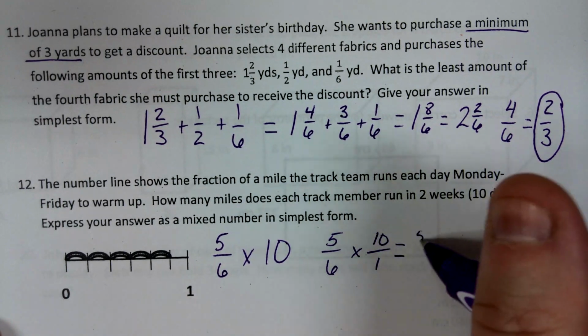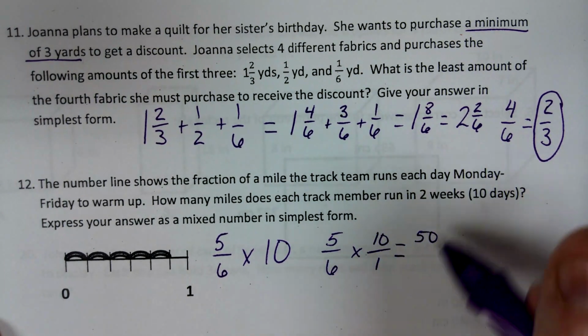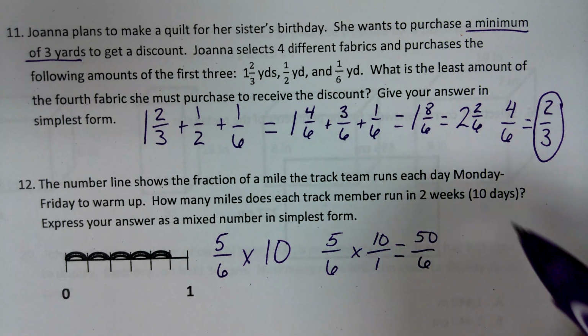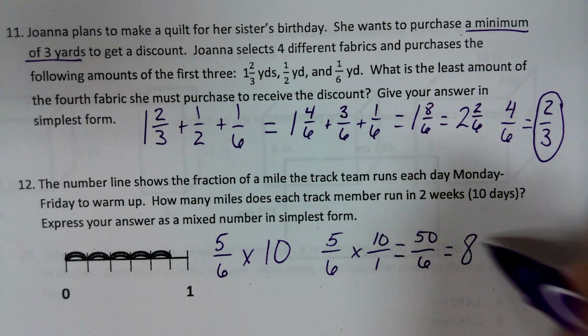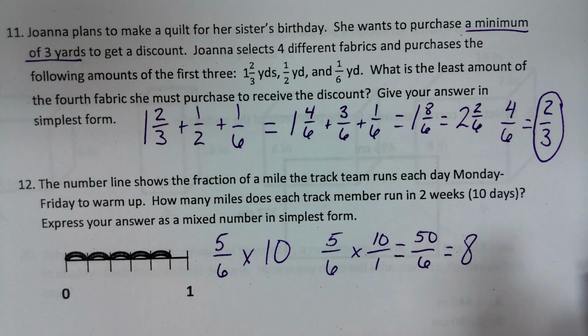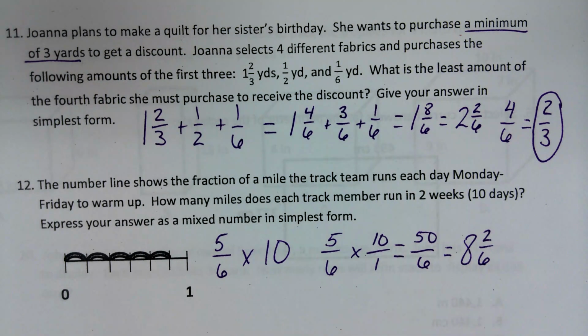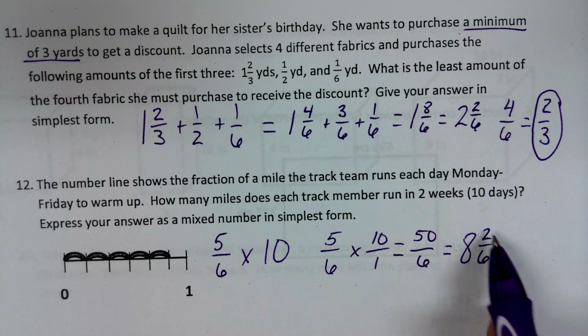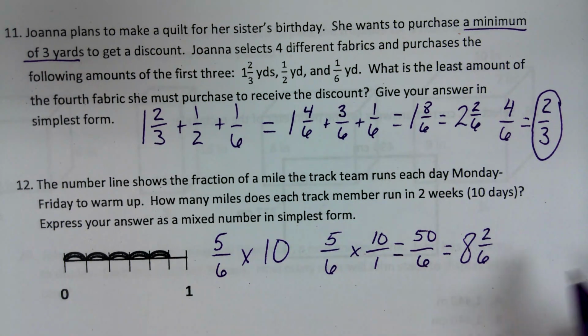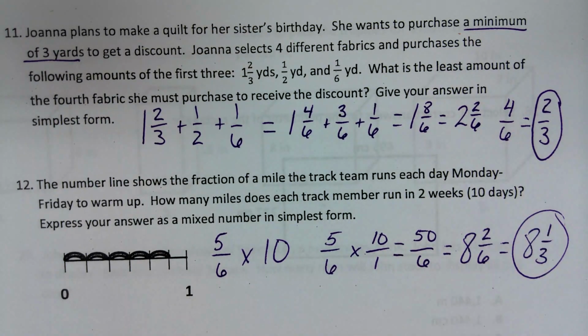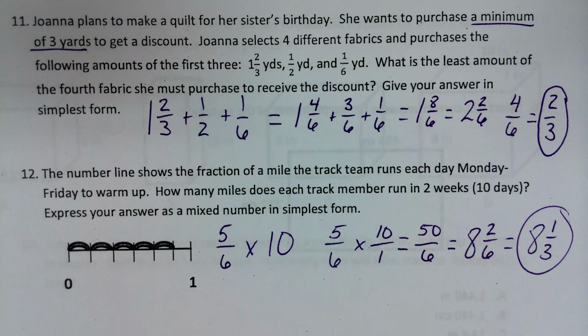5 times 10 is 50. 6 times 1 is 6. And if you're comfortable with those multiplication facts, you're probably already figuring out, well, 6 can go into 50 8 times, and that would be 48, so I'd have 2 left over. So 8 2/6 total miles in that 2-week period, but it did say simplest form. And now we can come back and turn that 2/6, divide them both by 2, and we get our 8 1/3 would be our final answer on number 12.